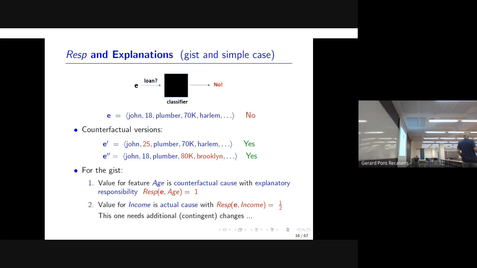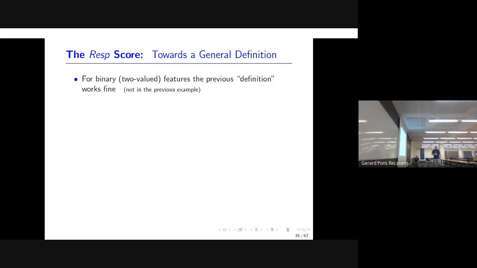Well, still, I could do that. I could play the same game, but maybe if it is young, I get no, and with middle age and old, I get yes, so still there are two against one. I need to see what's going on according to a more general set of possible changes. Okay, so for binary, two-value features, what I'm proposing in the previous slide is basically fine because there are only two possible values. But that is not always the case.